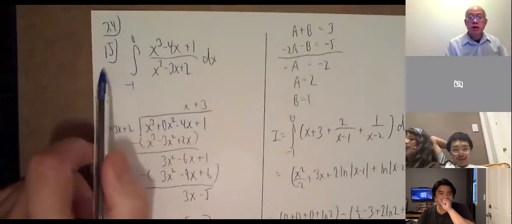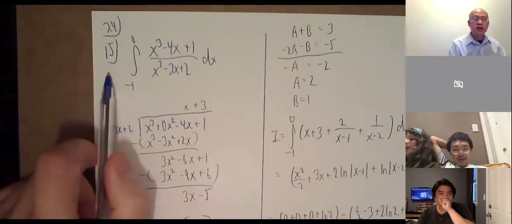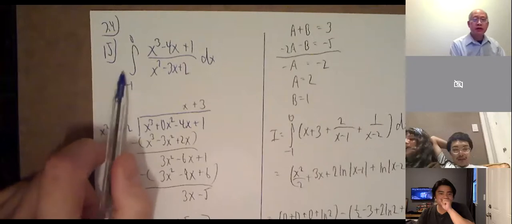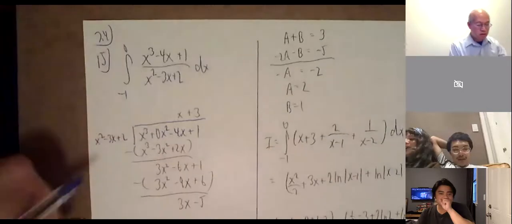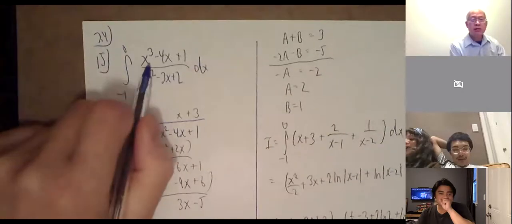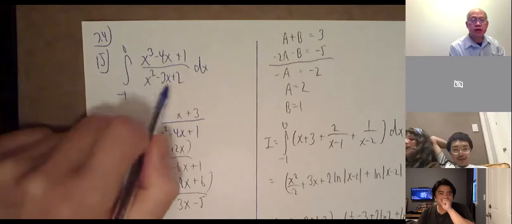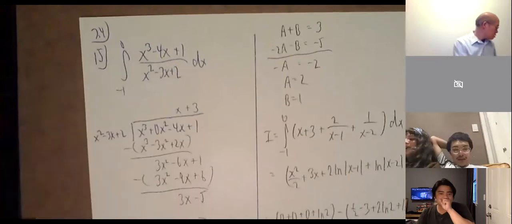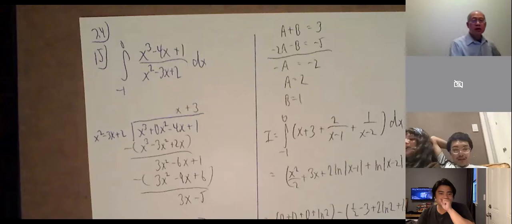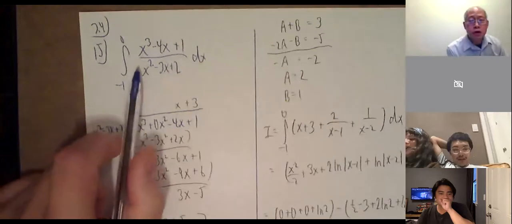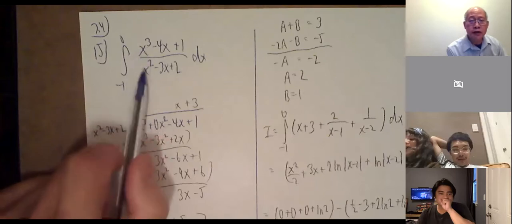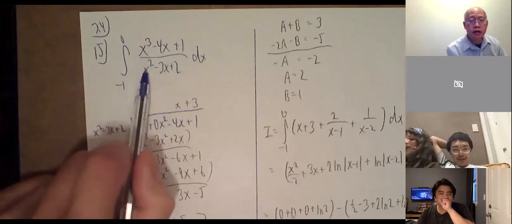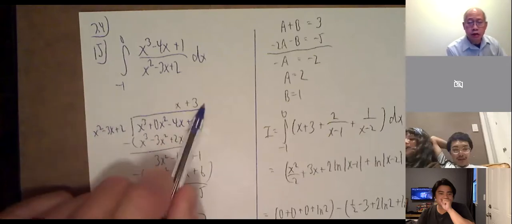Okay. Go back and show you 15. It's a definite integral from -1 to 0 of x cubed minus 4x plus 1 over x squared minus 3x plus 2 dx. So the first thing you want to do before you start partial fractions or anything else is check that the degree of the numerator has to be less than the degree of the denominator. And if it isn't, you do polynomial long division.